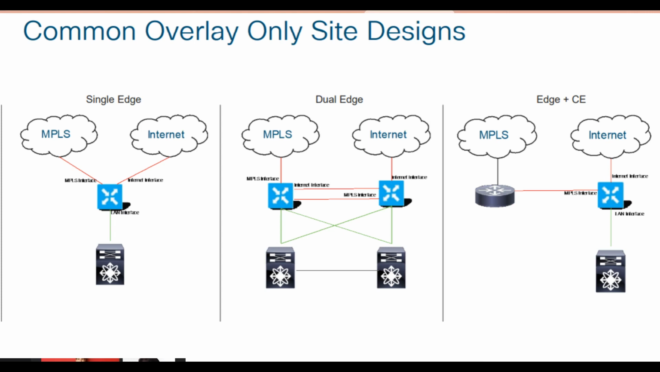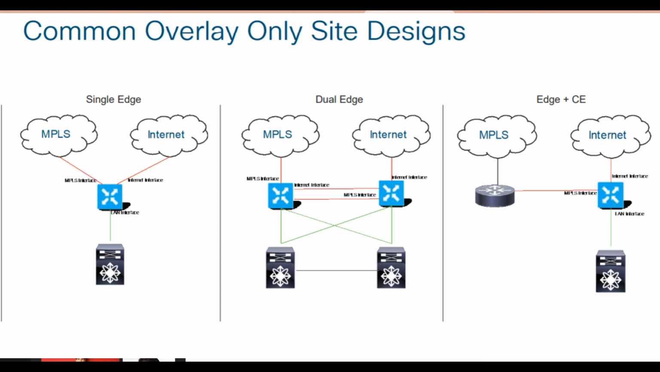One is that a single edge device is there, maybe because of budget constraint or whatever reason, and you have multiple connectivity, multiple interfaces. One is connecting to the internet, another is connecting to MPLS, right? So that's single edge connectivity with a single VH device available.